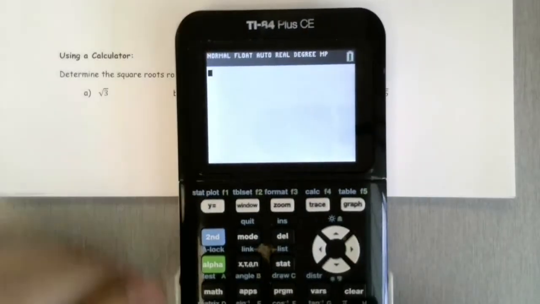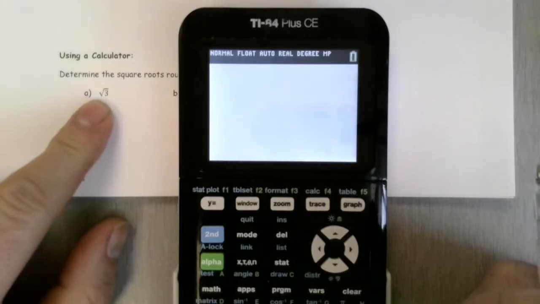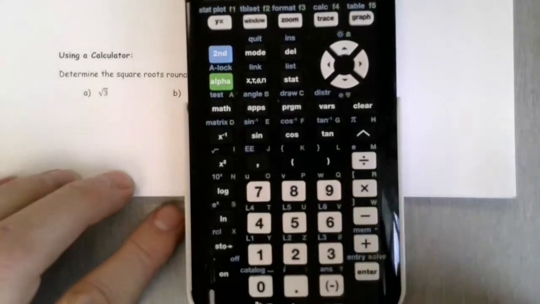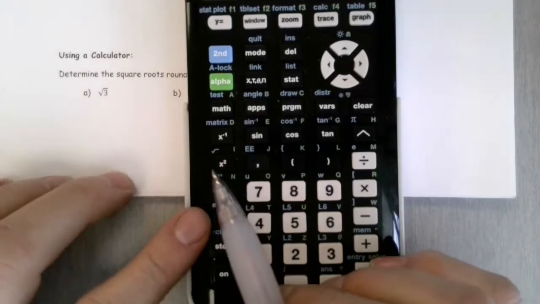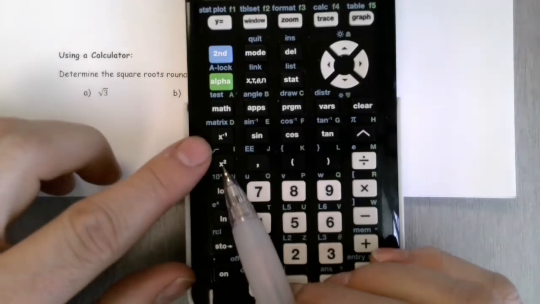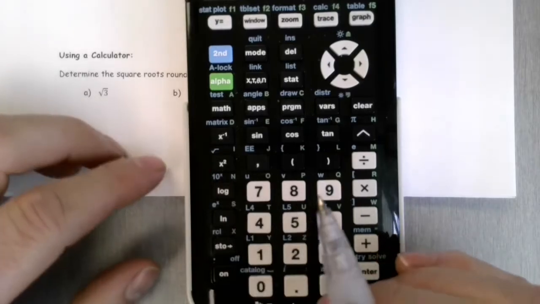So first of all, I've got my TI 84 plus, and I'm going to take the square root of 3. Now, for me to do that, I've got to look for that square root button, and that's going to be right here. It's just above the x squared button because these two operations are inverses of each other, like we just said here. So we group them together on the calculator.